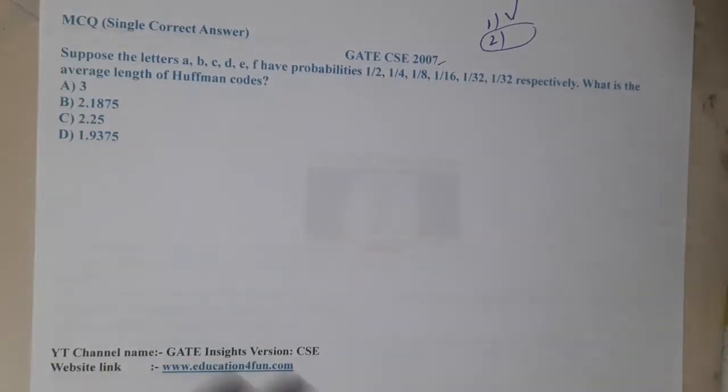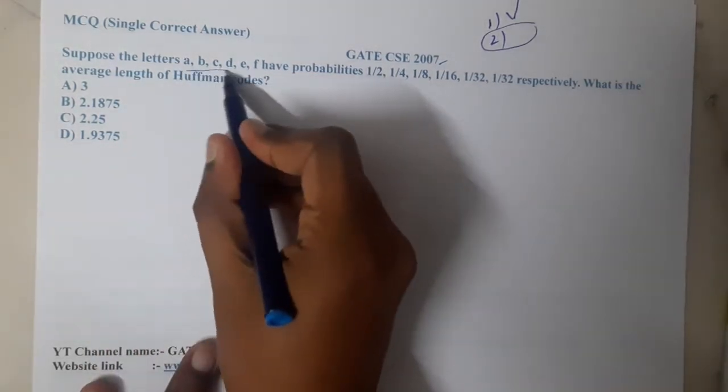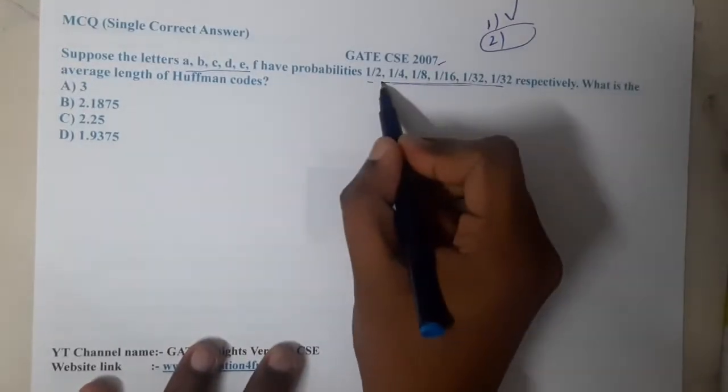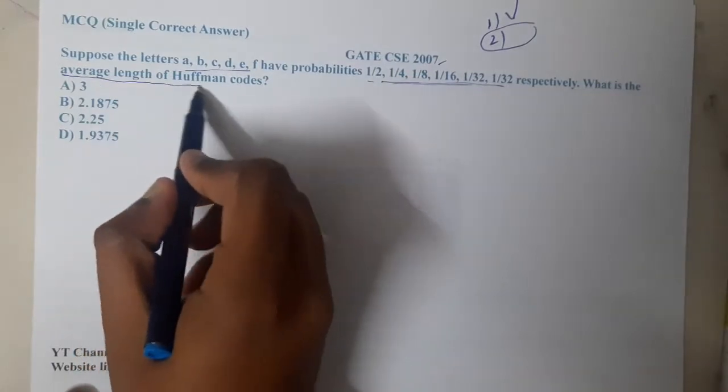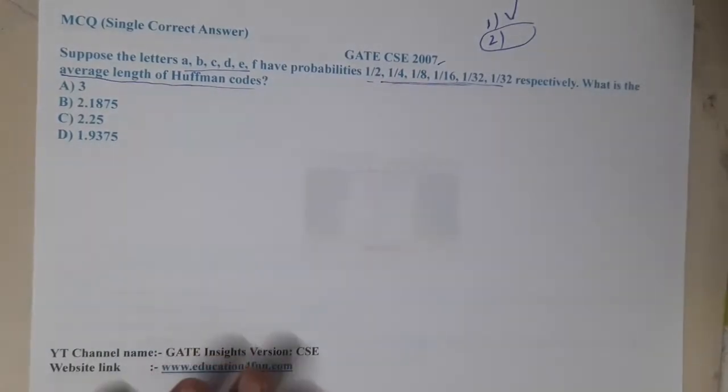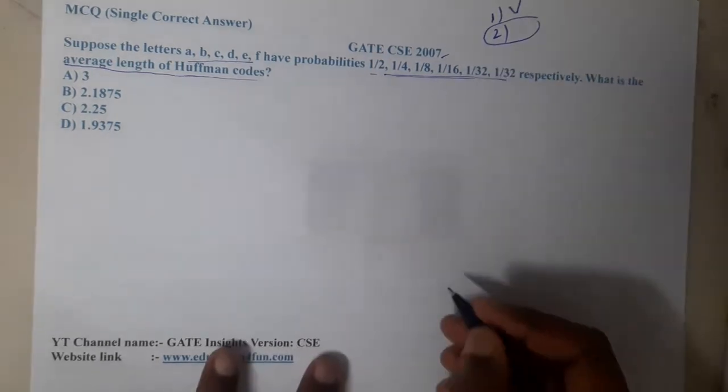The question is the same as before, guys. A, B, C, D, E, F are there, with the probabilities they give. Now what they are asking is the average length of the Huffman code. So what shall we do, guys? Shall we redraw the Huffman tree? Let us draw what's there in that.